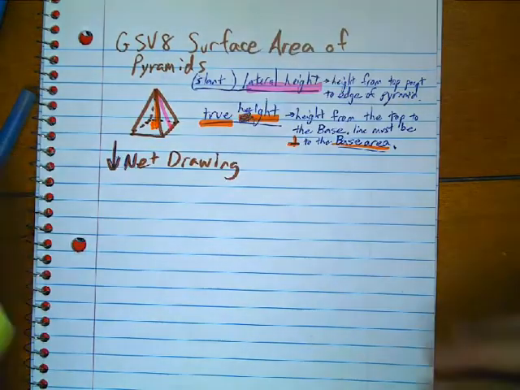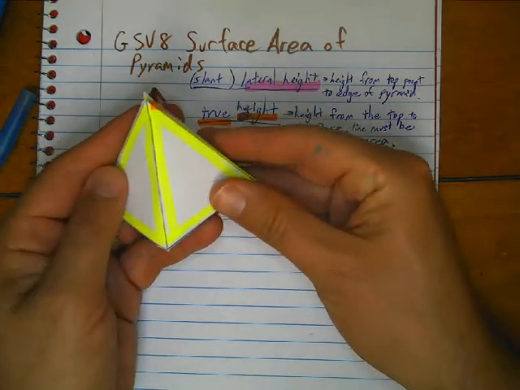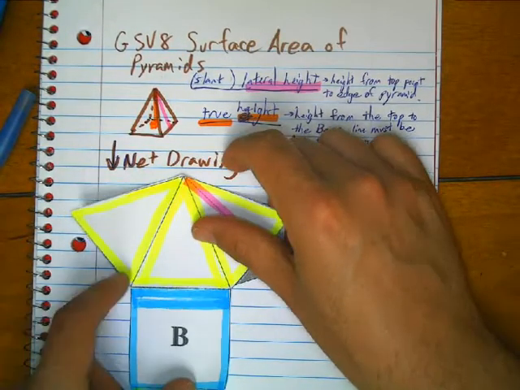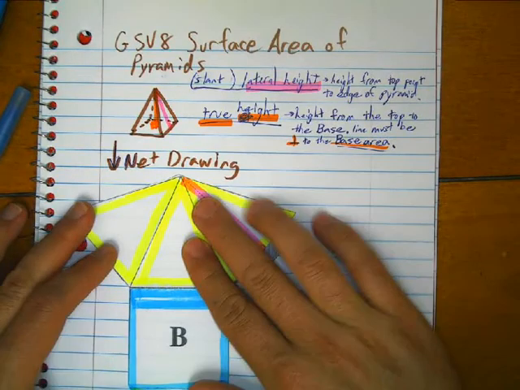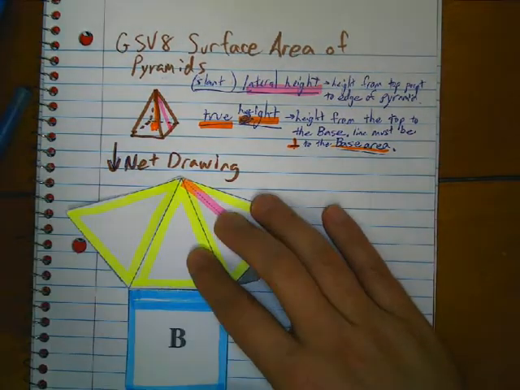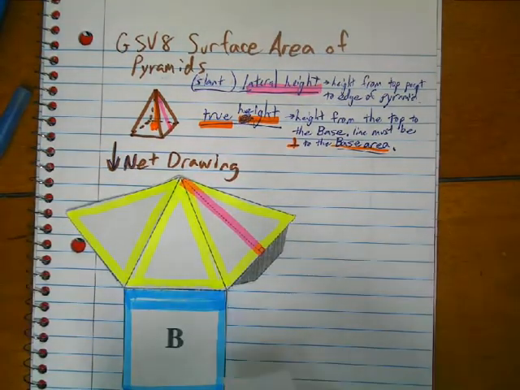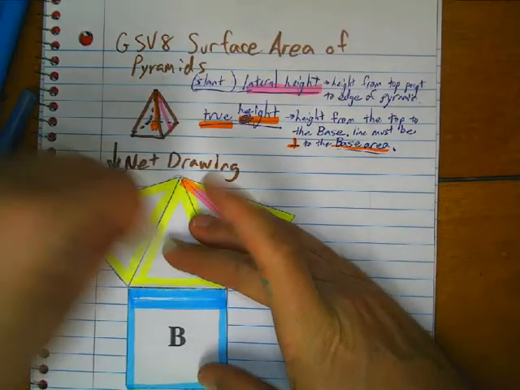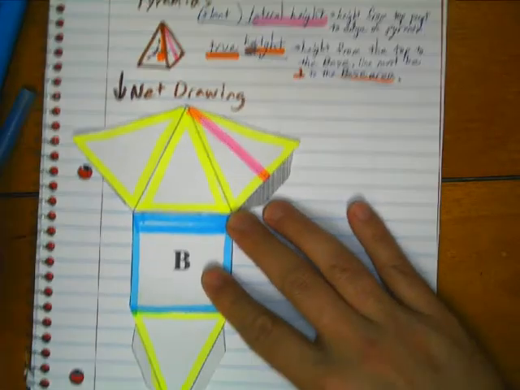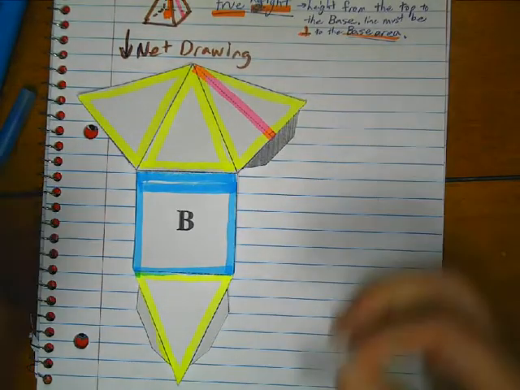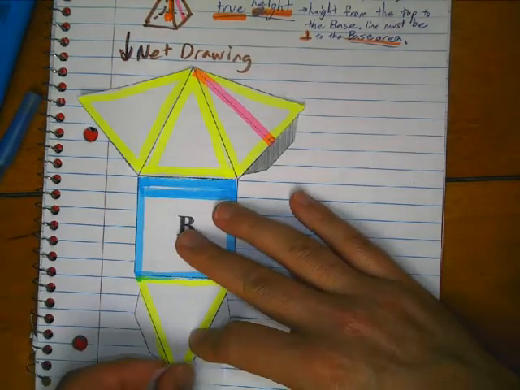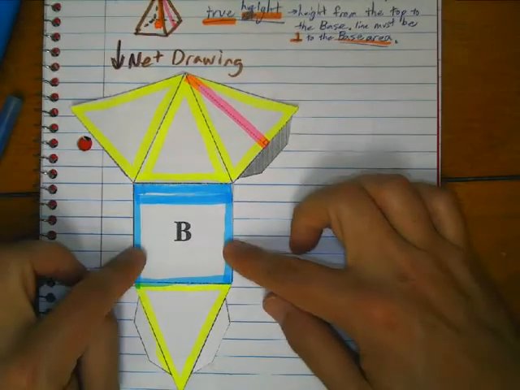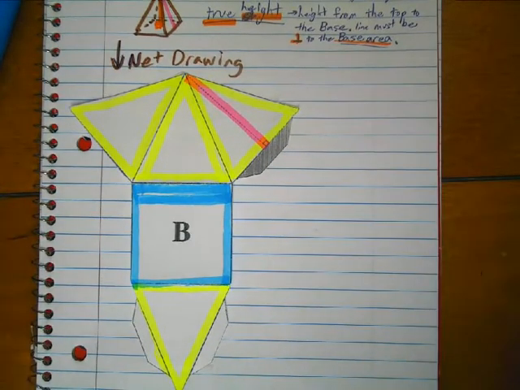Anyways, a net is when you can take the sides all apart and you've got your drawings here. So I've got this thing. You can see there were 4 triangle sides, and then the square base. So let's measure this and find the surface area here.